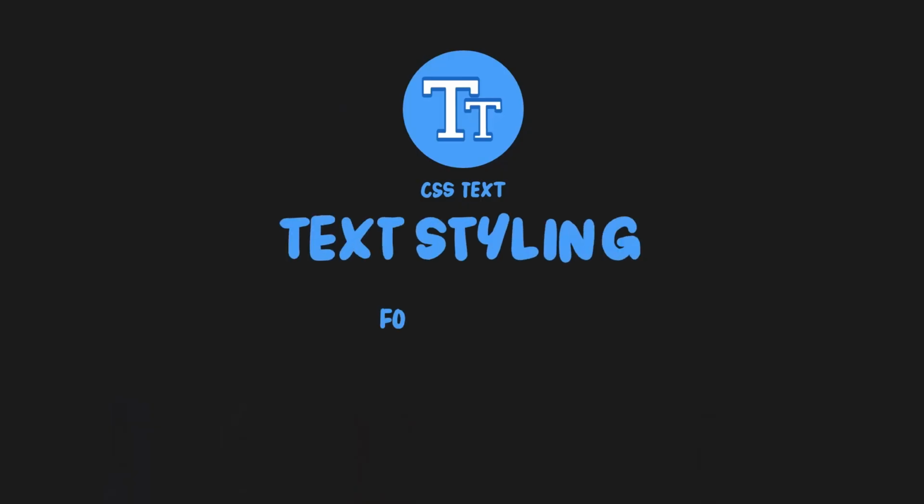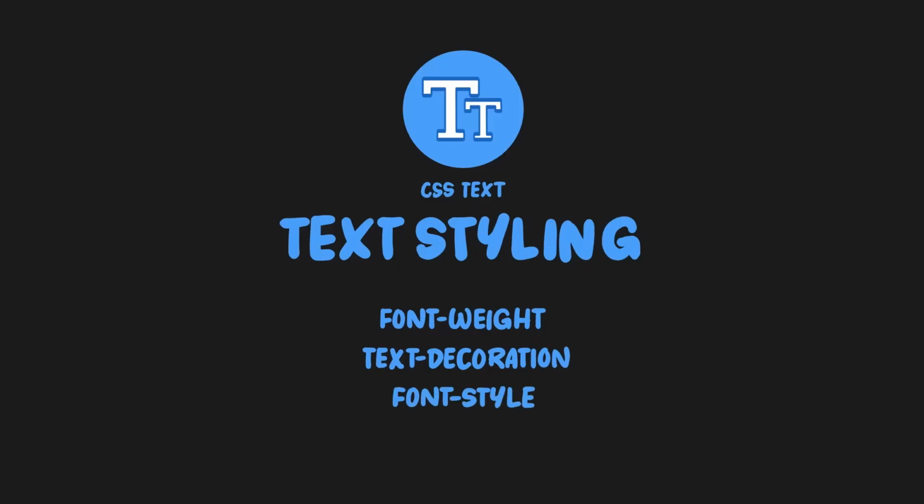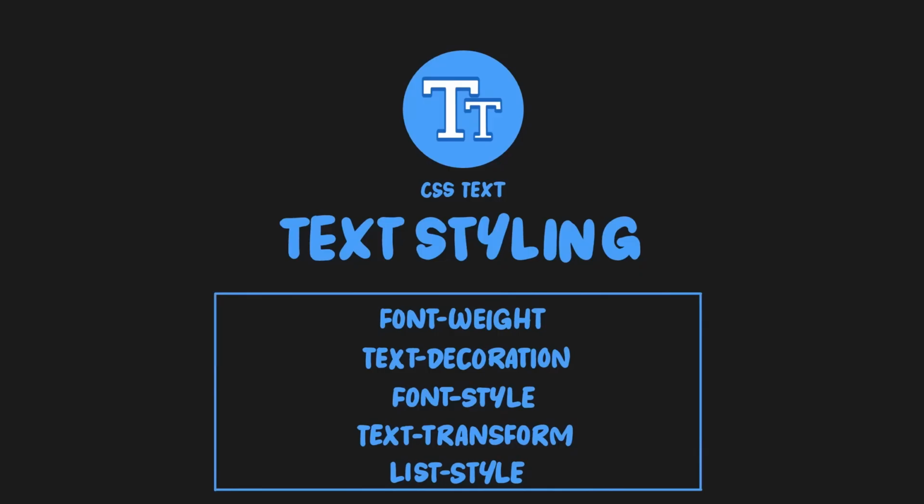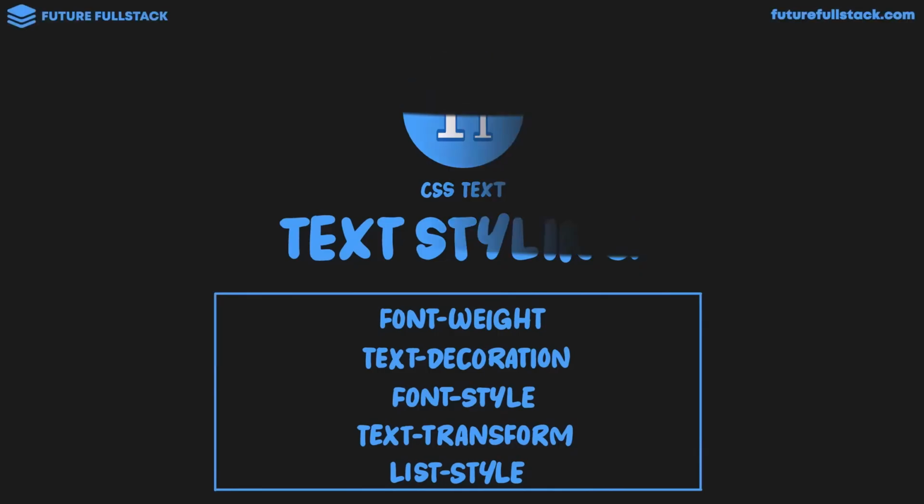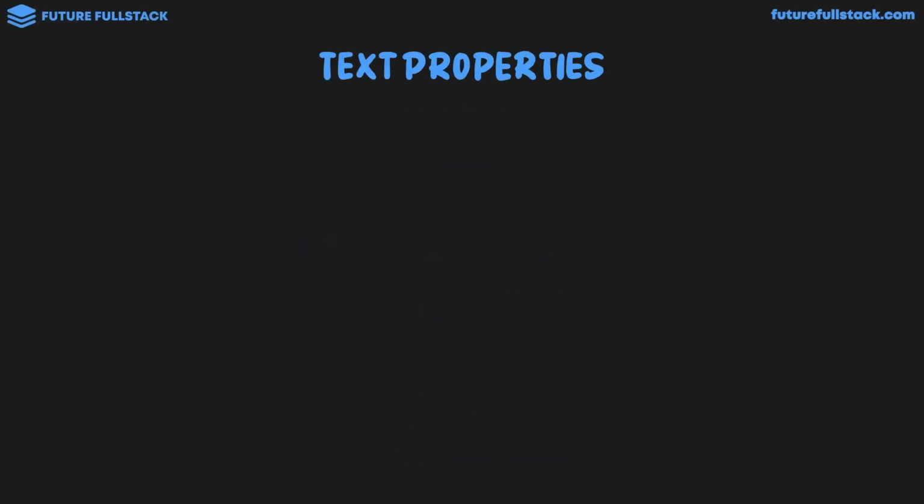Let's begin by exploring how to transform the appearance of text through various techniques of text styling. We'll be discussing font weight, text decoration, font style, text transform, and list style. Throughout this topic, we're going to be taking a look at a range of text properties. I've broken these down into 5 categories.